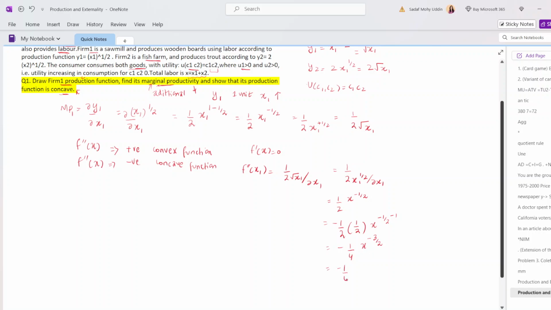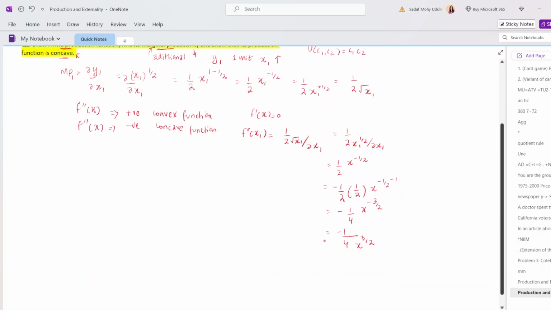And again, for the sake of simplicity, I can bring x downstairs and write it down as x to the power 3 over 2, and I can further simplify it because it's 3 over 2, or it's 1 over 2 with the power of 3. I can also write it down as x cubed with the power of square root. But the main thing here was this negative sign. This negative sign indicates that Firm 1 has a concave production function.